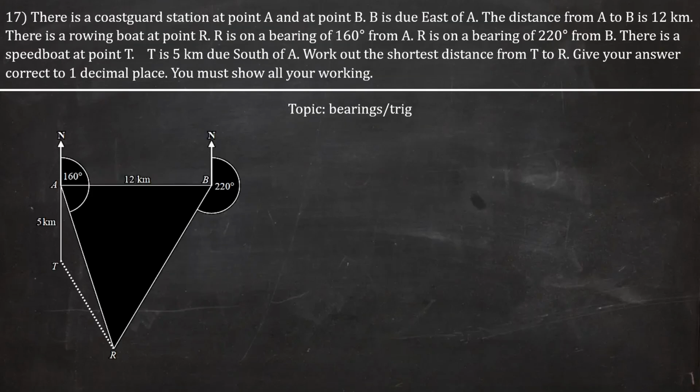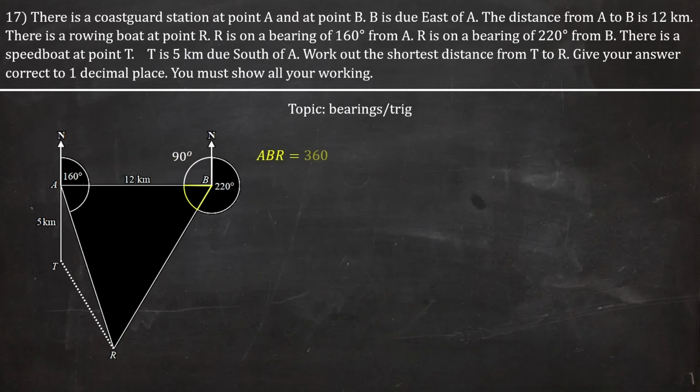Question 17, variance tree question. This is a long one, so put your seatbelts on. So first thing, we know that those are both north lines because it's bearings, and it says that B is east of A. So this angle over here has to be 90 degrees, which means that we can find that angle over there, angle ABR.